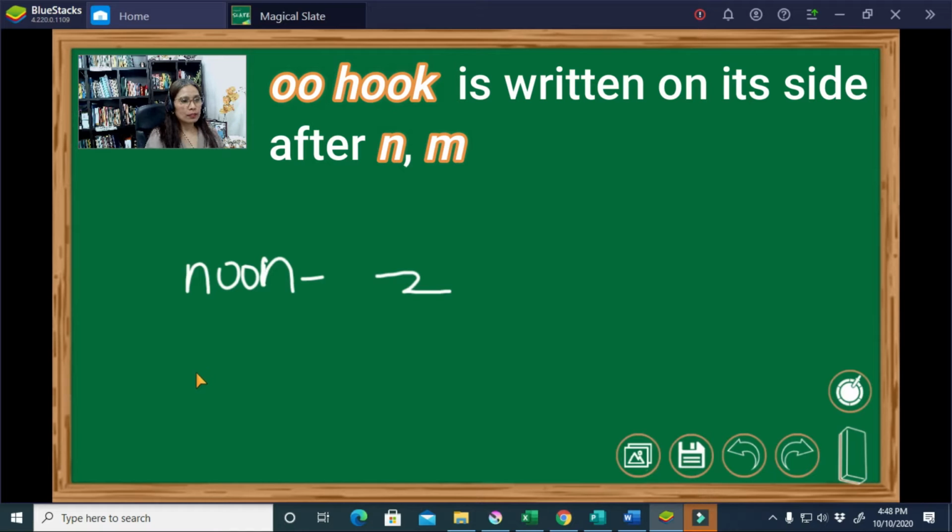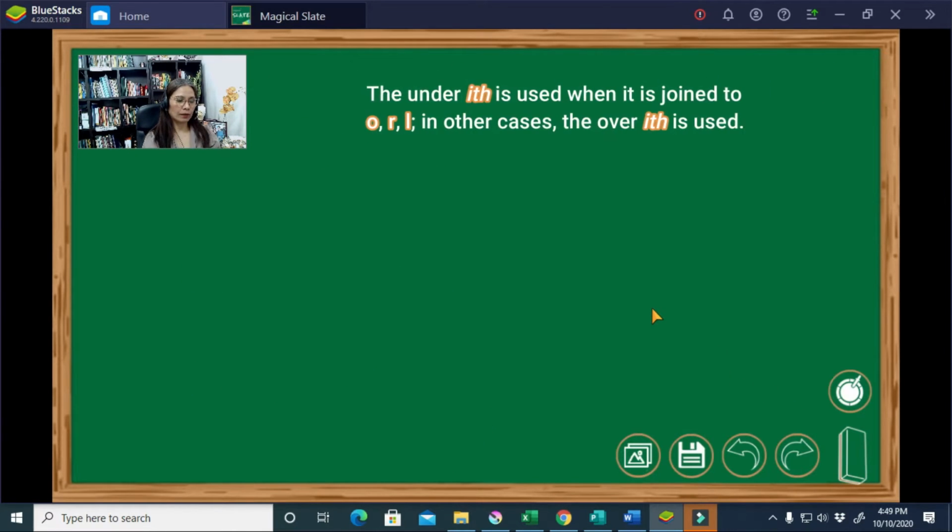So, let's have another example. The word is move. Alright, so we have M, that's M. After that, it is followed by U along the side and then V, move. Okay, so that's it. So let's proceed to another principle.